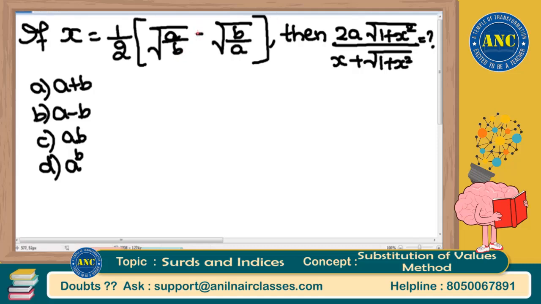One method of solving is to take the LCM, root AB will be the LCM, then simplify, cross multiply with this x, and then you will arrive at this expression. That is a very lengthy method. So instead of using that method, take some value.